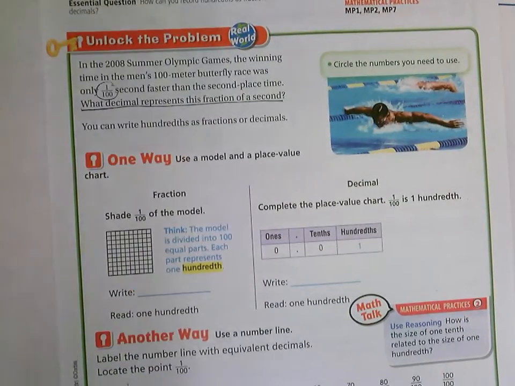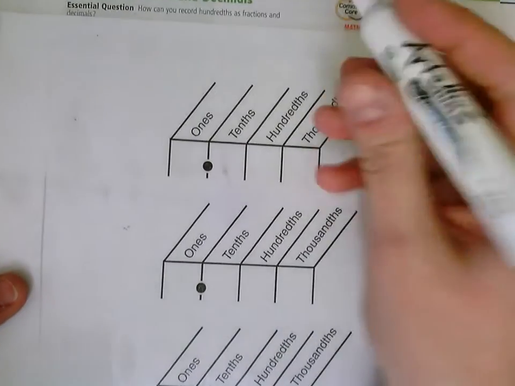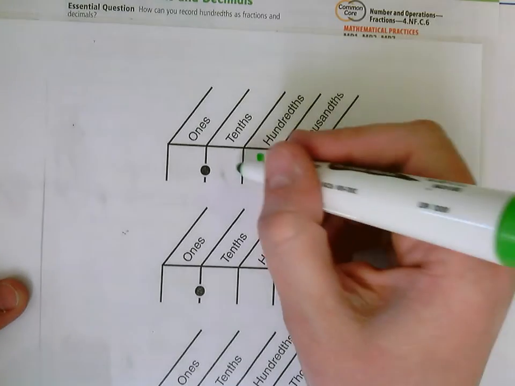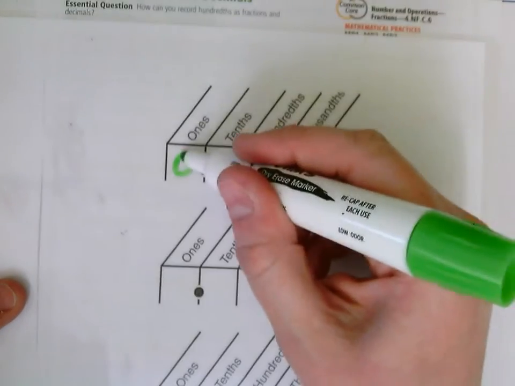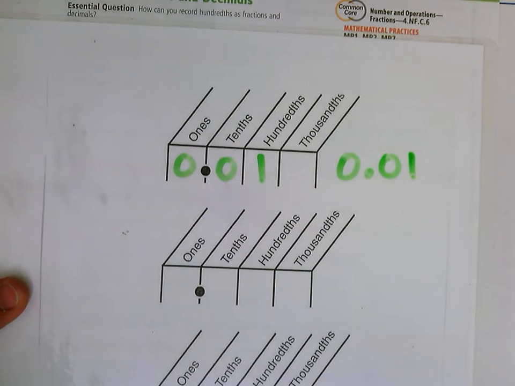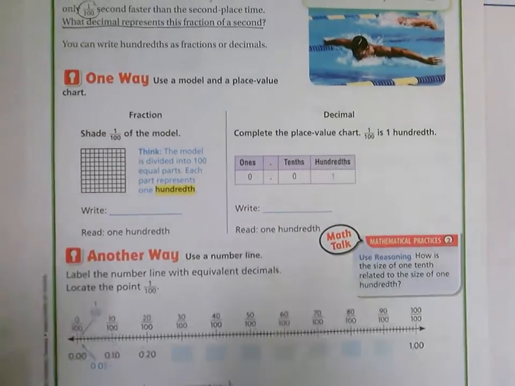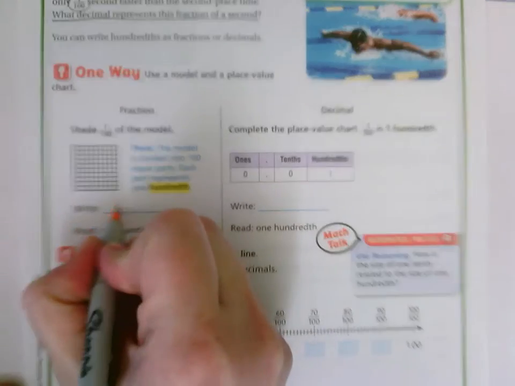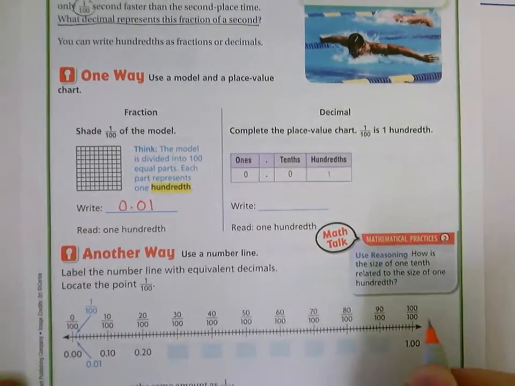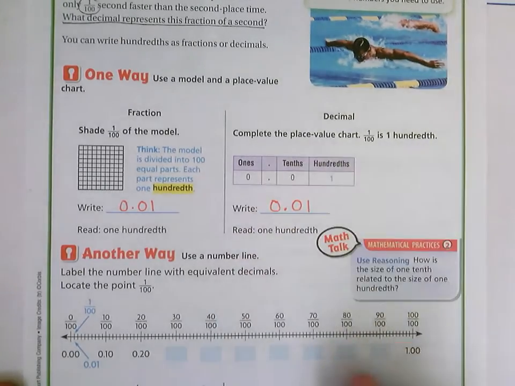Let's show that on the place value chart. The place value chart is the same thing. I'm going to write 1/100th. That means I have a 1 in my hundredths place. I don't have any tenths. I don't have any ones. So how I write this number is 0 and 1/100th, a 1 in the hundredths place. Let's write that down on our page. I have 0 and 1/100th right there.